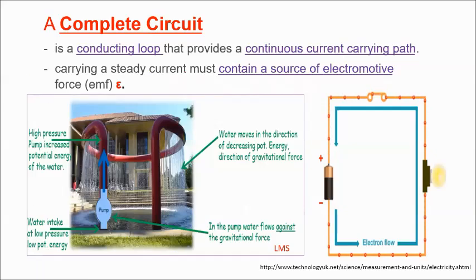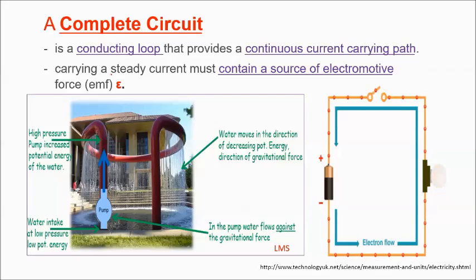Now we have this a complete circuit. No? A complete circuit is a conducting loop that provides a continuous current carrying path. Carrying a steady current must contain a source of electromotive force, EMF.